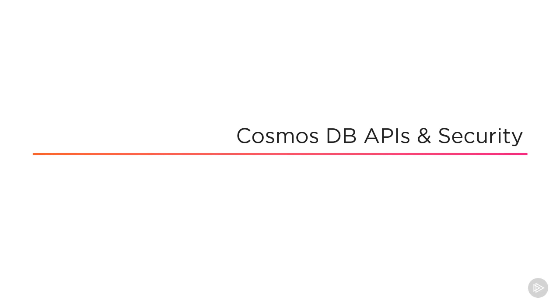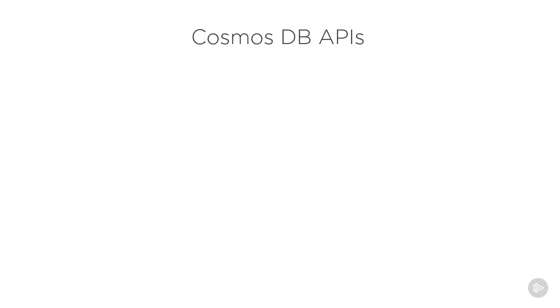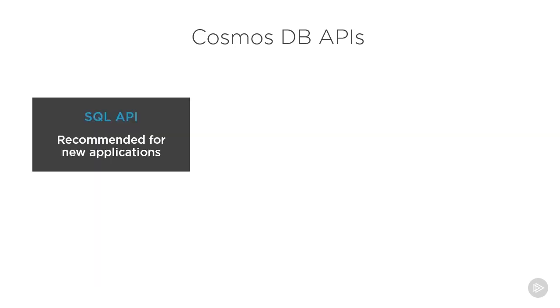Let's conclude this module by touching on Cosmos DB APIs and security. Azure Cosmos DB offers 5 different APIs. The first API is the SQL API. So if you are creating a new application, it is recommended to go with the SQL API. This API is also known as the Core API.